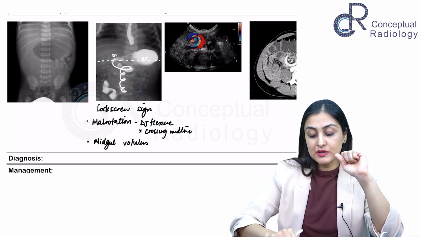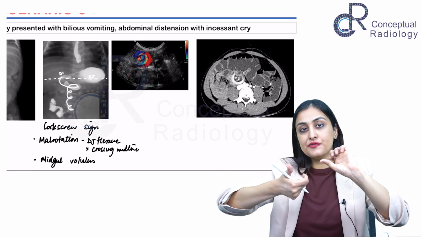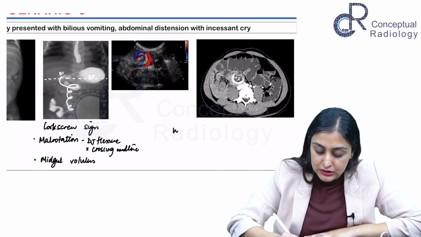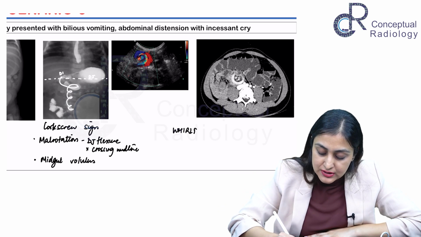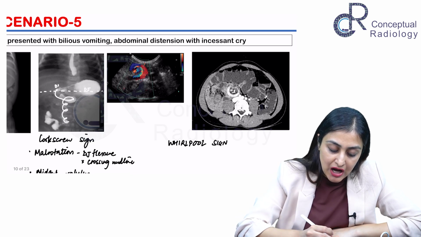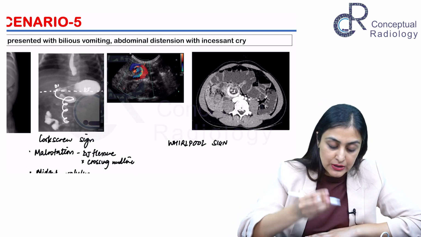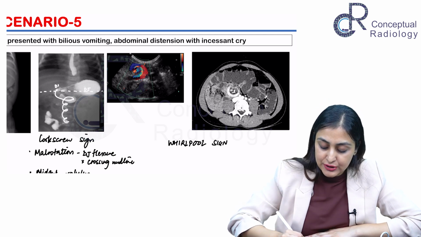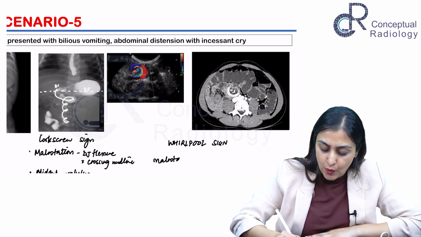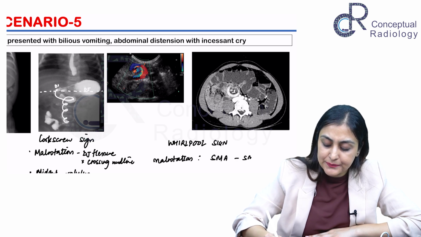So what's going to happen when you look at the ultrasound and the CT? Again, you see this twisting of the vessels. You see this whirlpool sign. So both the CT and the Doppler here are beautifully showing you how these vessels are going round and round like a whirlpool. Again, for malrotation, what you're going to see is the altered relation between SMA and SMV.